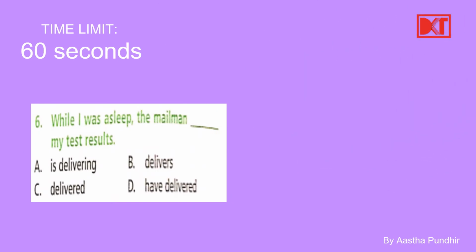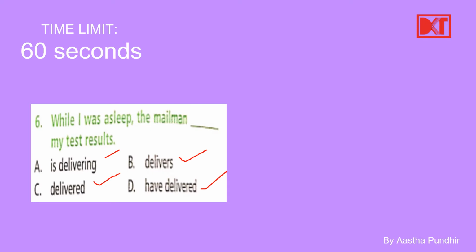Now the next question. When I was asleep, the mailman dash my test results. The options are: A, while I was asleep, the mailman is delivering my test results. B, while I was asleep, the mailman delivers my test results. C, while I was asleep, the mailman delivered my test results. Or D, while I was asleep, the mailman have delivered my test results.